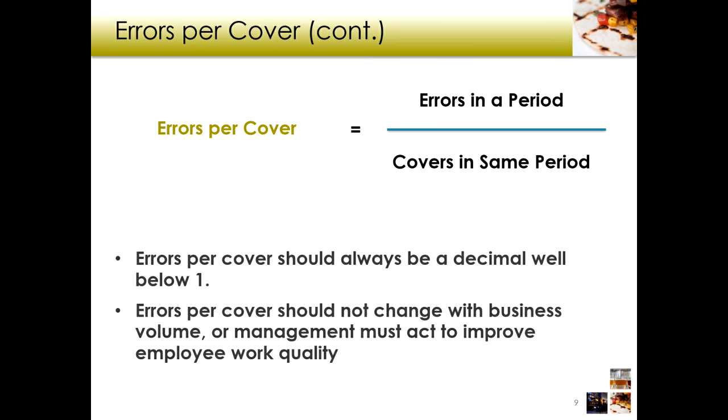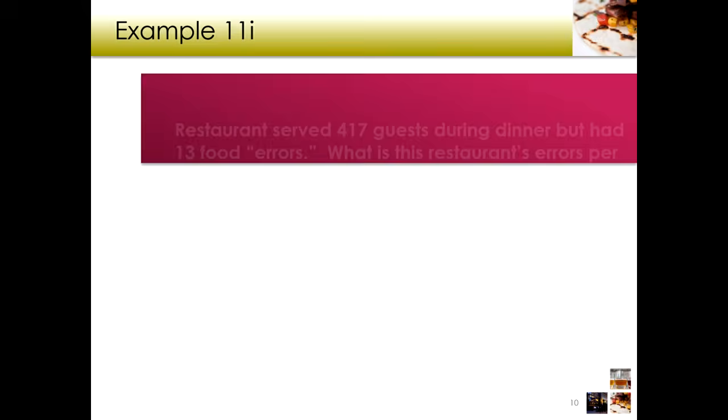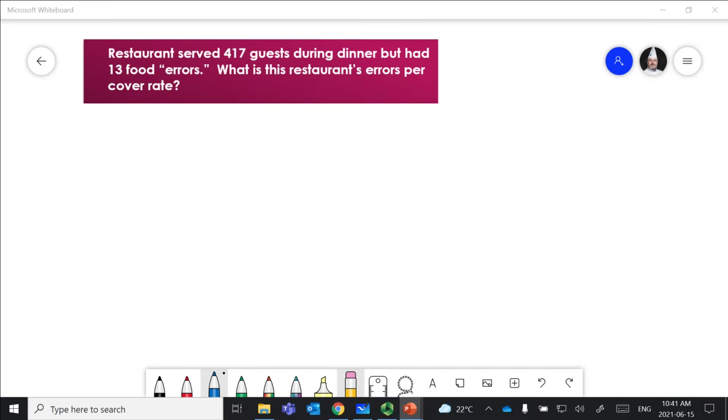So an example on how to calculate this. A restaurant served 417 guests during dinner, but had 13 food errors. So what's our restaurant's errors per cover rate? Well, we had 13 errors and we served 417 people. So 13 divided by 417 gives us 0.031 errors per cover.